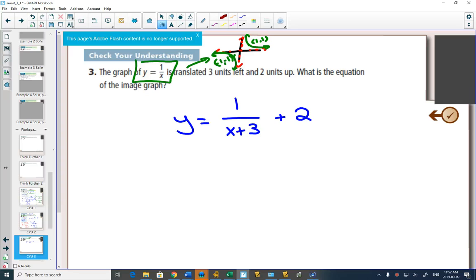The questions for practice: 12, 13, 14, and 15.